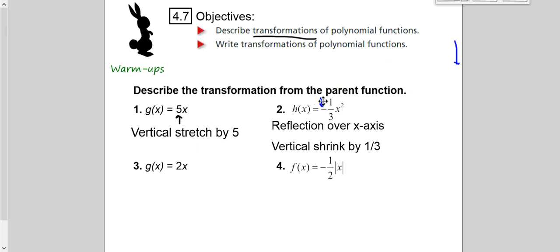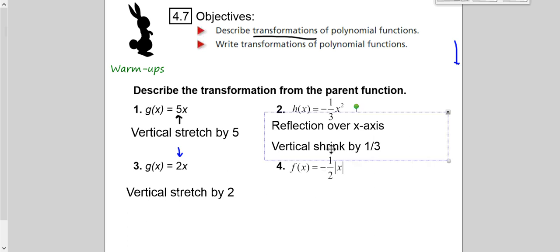Let's see, what does the 2 do? That is a vertical stretch by 2. Notice, all of these are multiplying, so they're vertical stretches or shrinks. Only if they were tucked into parentheses, or if the number were inside the absolute value, then it would be a horizontal stretch or shrink by the reciprocal. But we don't have that here.